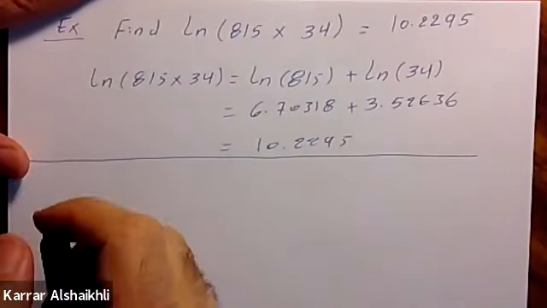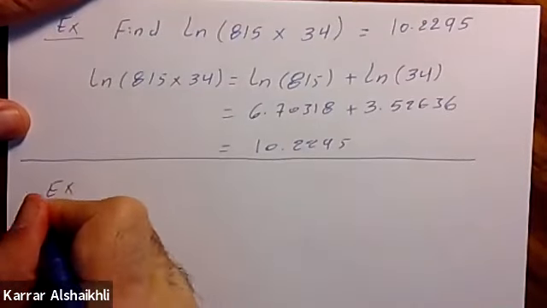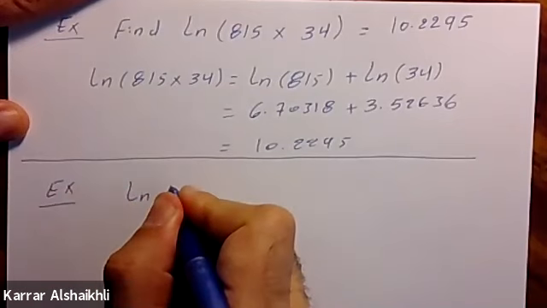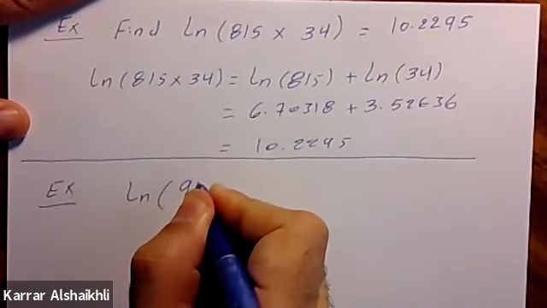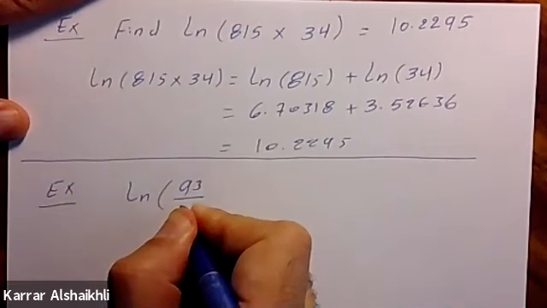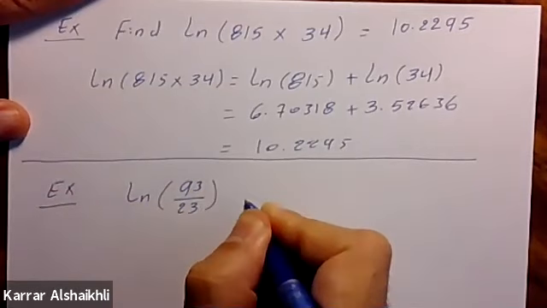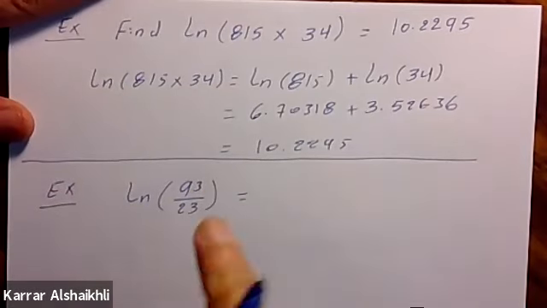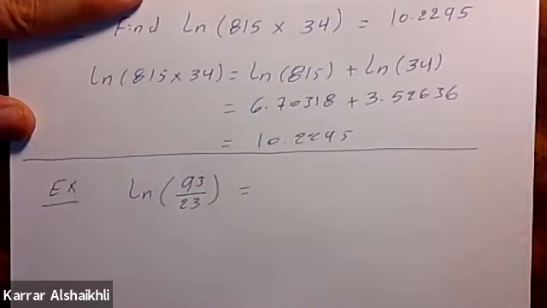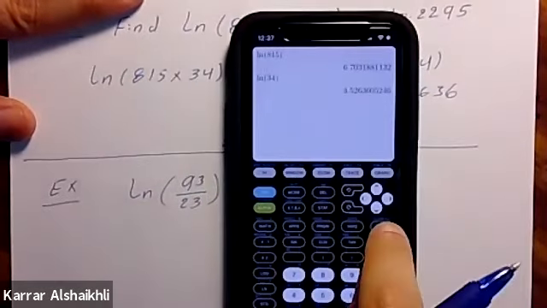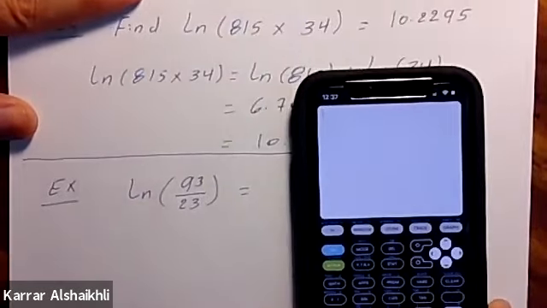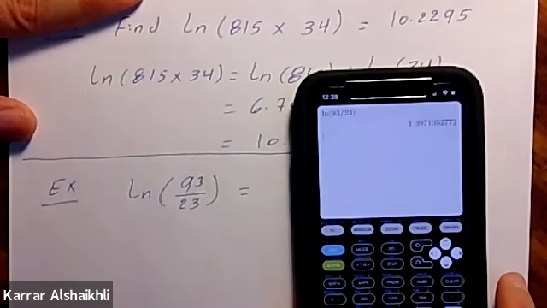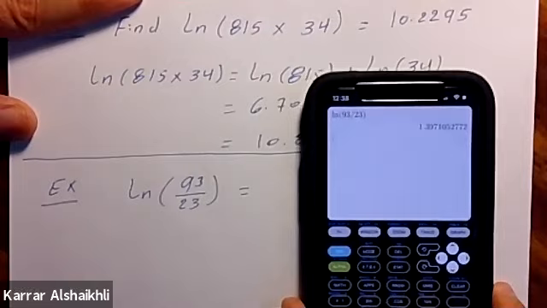The same thing if you have ln of 93 divided by 23. If you want to use the calculator, so just ln of 93 divided by 23, close the parentheses, is going to be 1.3971.